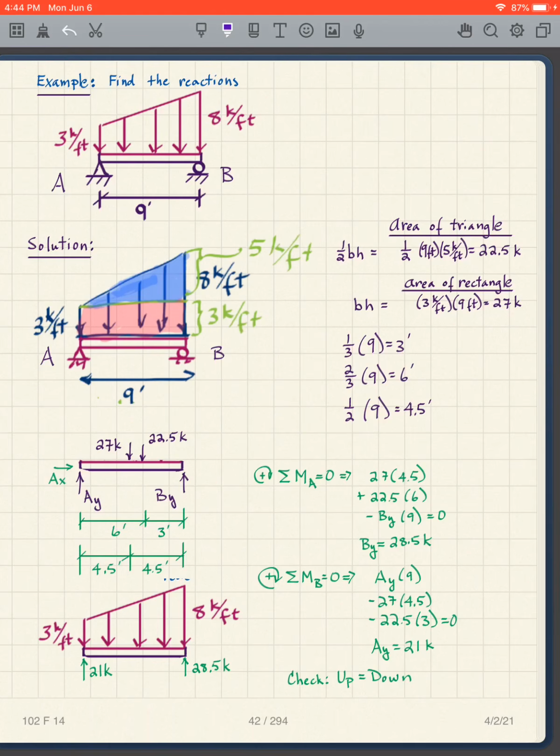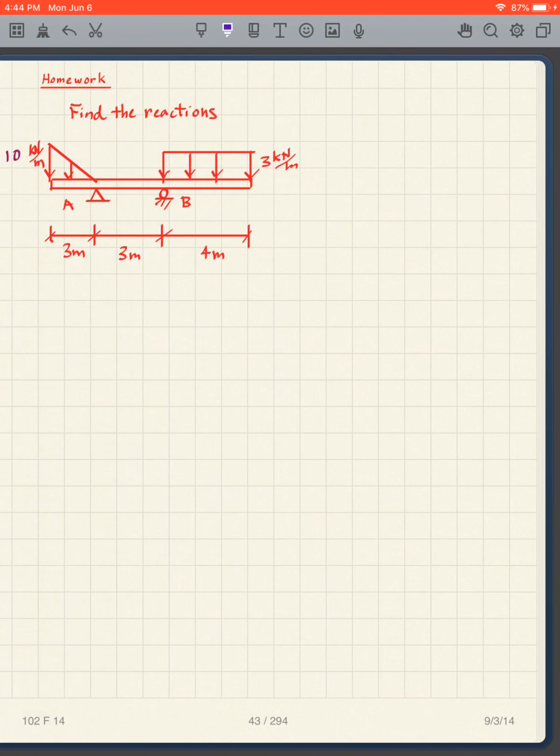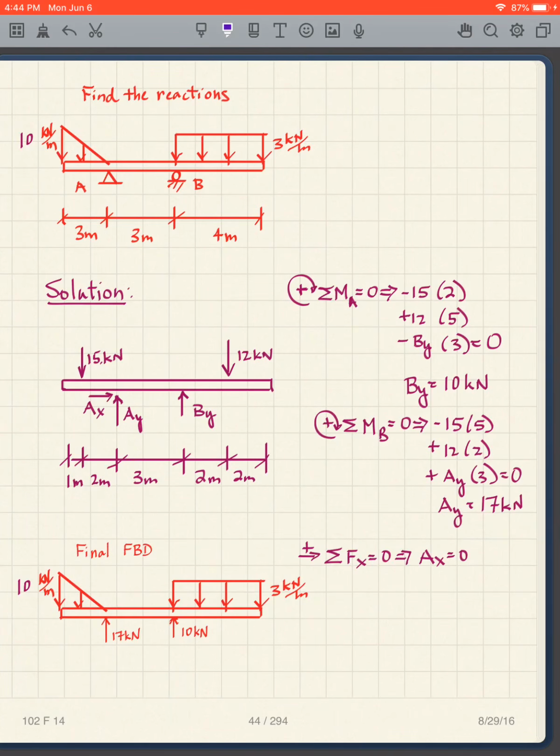And like I say, I've done so many of these, I'm not going to do these over again. But again, you can pause the video and follow it. Okay, homework for you. Do this problem, find the reactions. Pause the video. Okay, I'm going to assume that you have paused it and solved this problem.